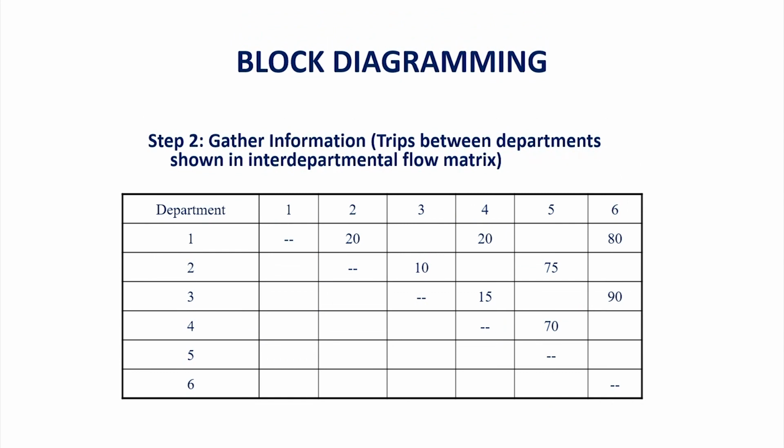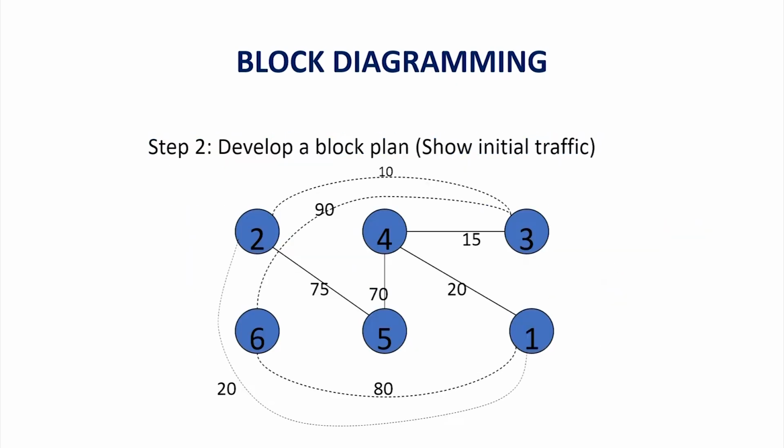And this is the information about the movement. From 1 to 2 there are 20 trips, from 1 to 4 there are 20 trips, from 1 to 6 there are 80 trips, counting both 1 to 6 plus 6 to 1. So, 80 trips are from 1 to 6 as well as 6 to 1, both together. Similarly, between 3 and 6 there are 90 trips, 6 to 3 or 3 to 6, and 4 to 5 there are 70 trips, and where there is a blank, that means there is no movement between these cells. Okay.